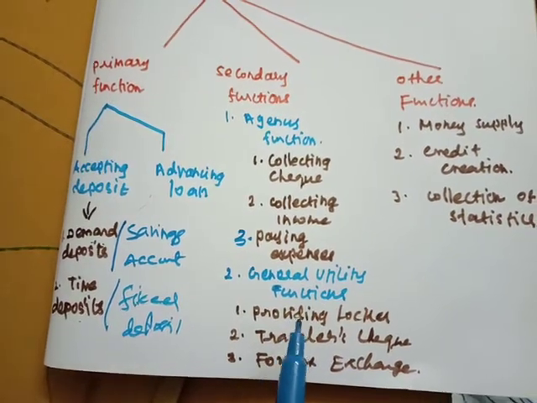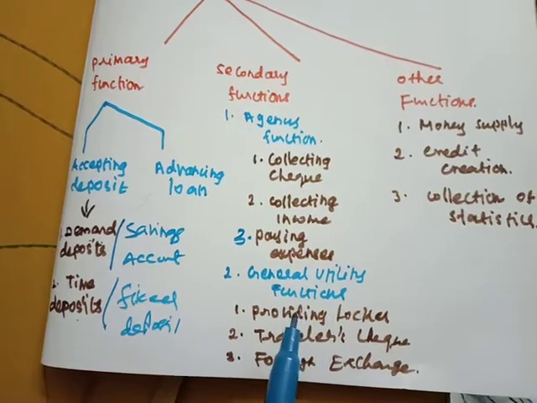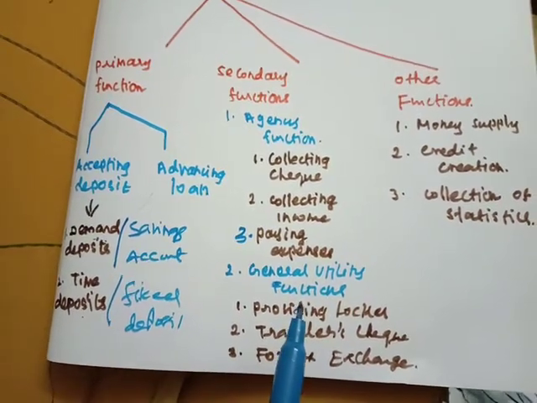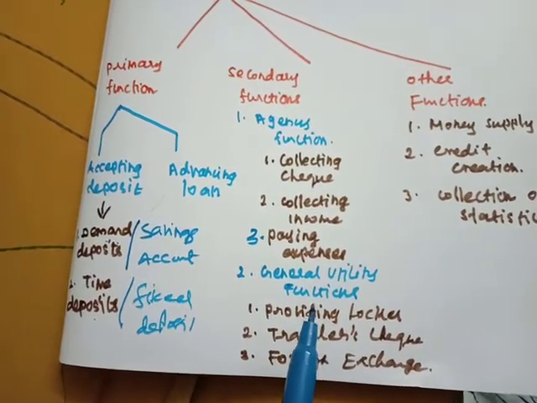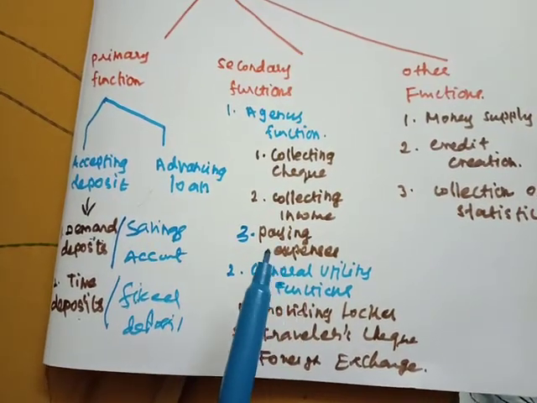And the third one is dealing in foreign exchange. The commercial banks help in providing the foreign exchange to the businessmen dealing in exports and imports. However, the commercial banks need to take permission from the central bank for dealing in foreign exchange.